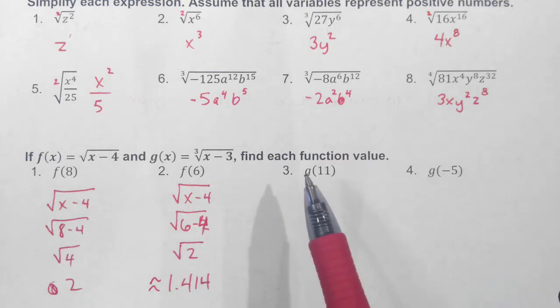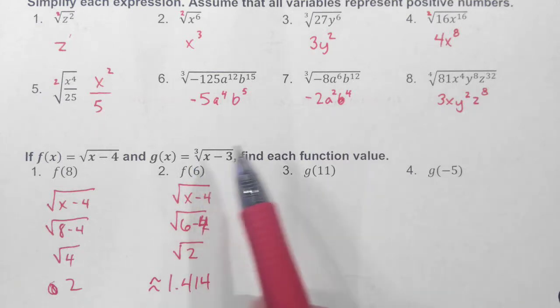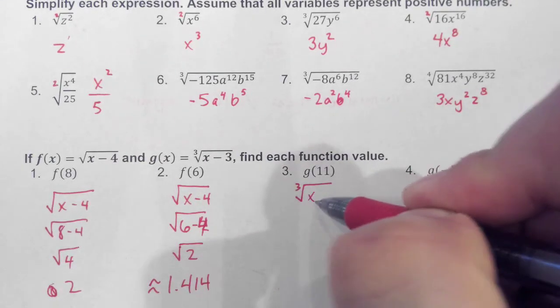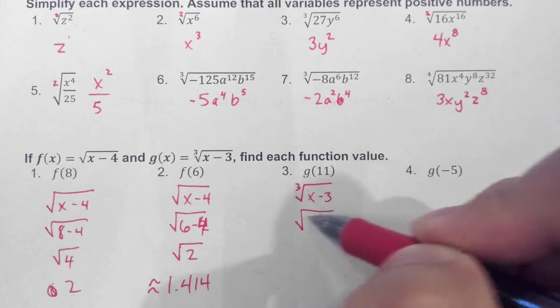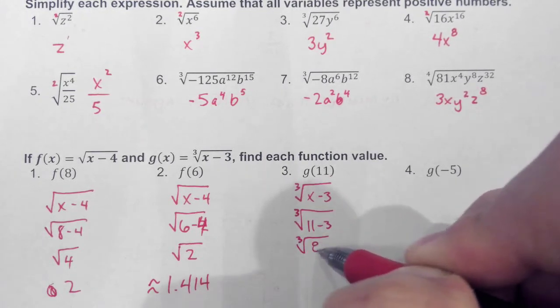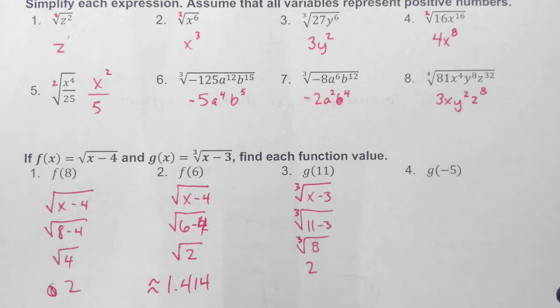3 and 4 are using the g function, which is the cube root of x minus 3. I like to write down the function I'm using because I'll make fewer mistakes that way. So I've got the cube root of 11 minus 3, which is the cube root of 8, and the cube root of 8 is 2.